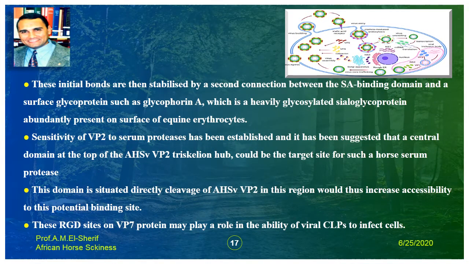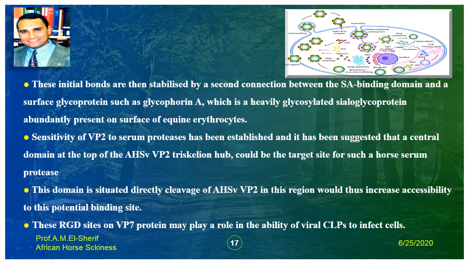These initial bonds are then stabilized by a second connection between the SA, or putative sialic acid binding domain, and a surface glycoprotein, such as glycophorin A, which is a heavily glycosylated sialoglycoprotein abundantly present on the surface of equine erythrocytes.